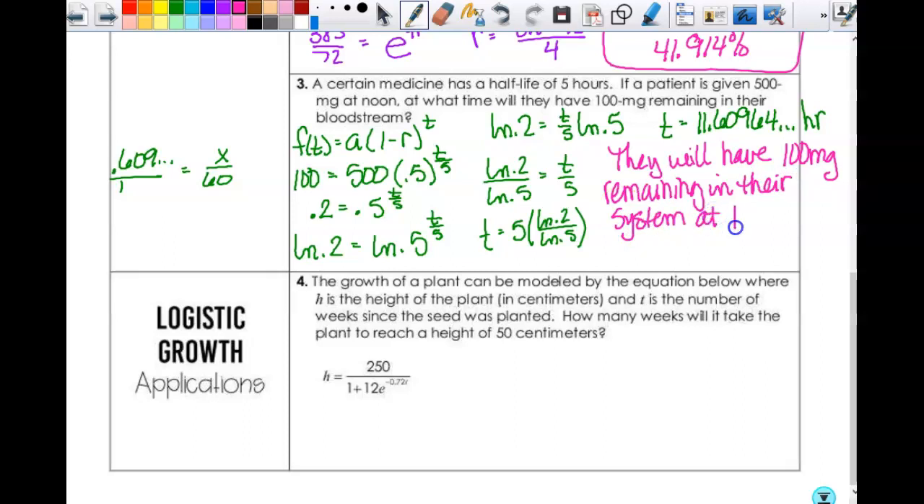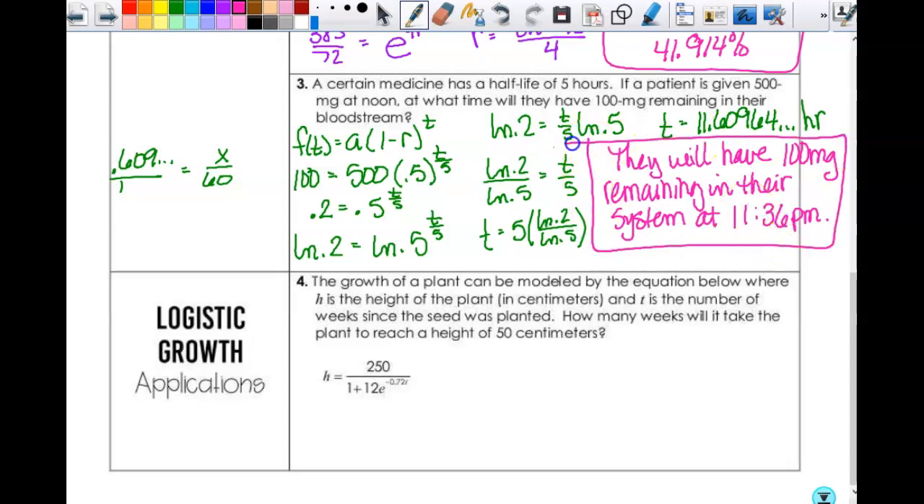at 11 something p.m. Okay, so we need to talk about that something, because don't you get 36 point something, something, something, right? So do we round up or round down? Well, if it's going to continually decrease, then if I use 11:37, isn't it possible that it's actually less than 100 milligrams at that time? But if I use 11:36, then while the clock says 11:36, are they going to have 100 milligrams left in their bloodstream? Yes, so we're going to go with 11:36.